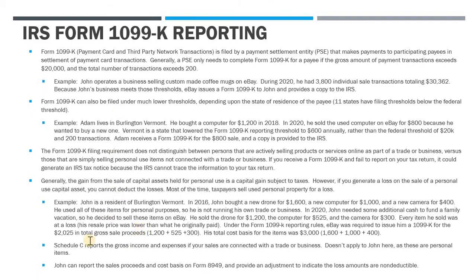Well, like we said above, if John was engaged in a trade or business of selling these items, he would be reporting everything on his Schedule C, right? The gross income and expenses connected with the business report on Schedule C. But in this case, again, it's personal use. There is no trade or business here because they're personal use items. So how does John report this if he was trying to avoid a notice from the IRS?